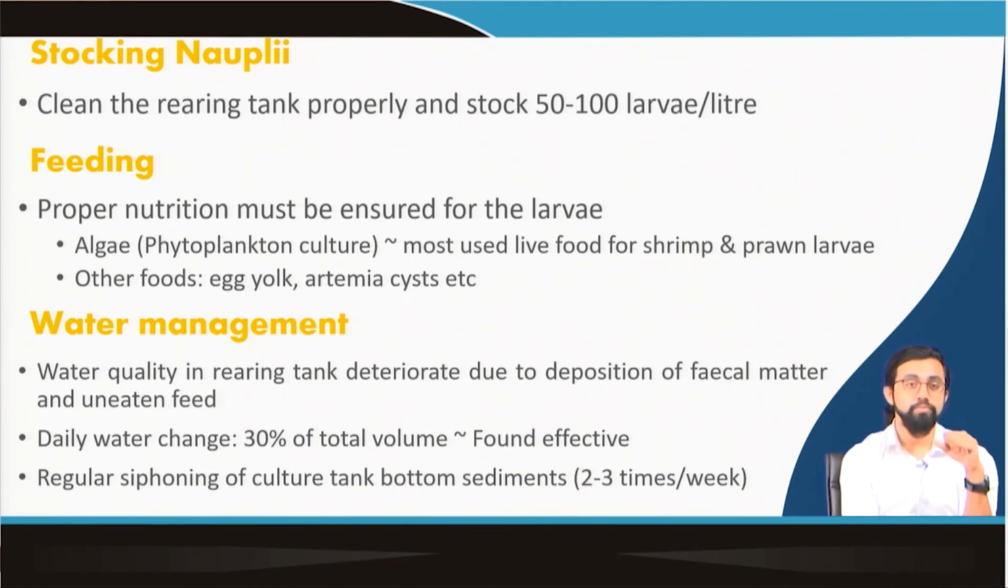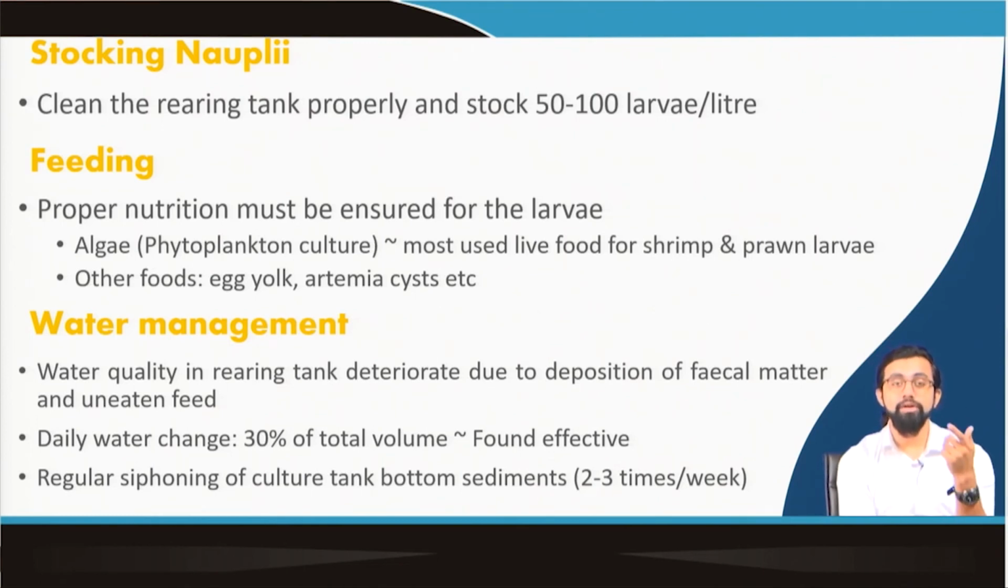Water management: water quality in the rearing tank deteriorates with the deposition of fecal matter and uneaten feed. Because they are in a very early stage of development, their feeding rate is very high and their fecal matter generation is also very high, and because of that the water quality deteriorates very fast.